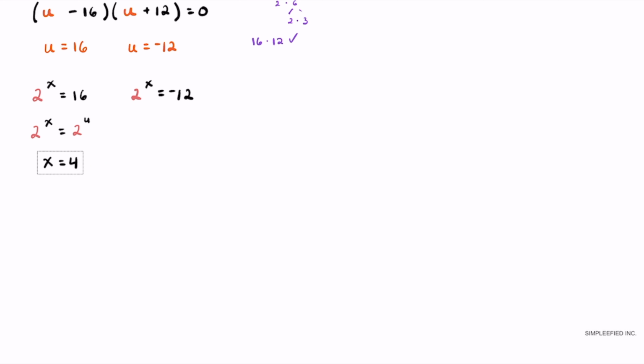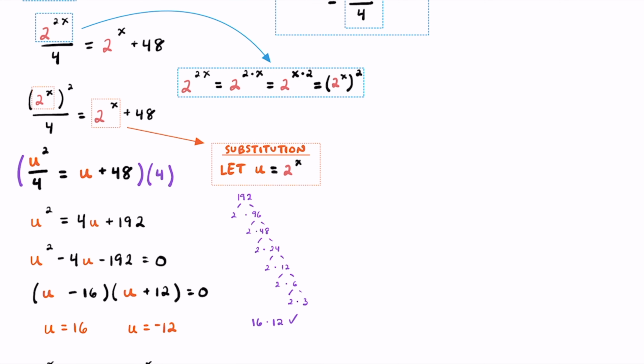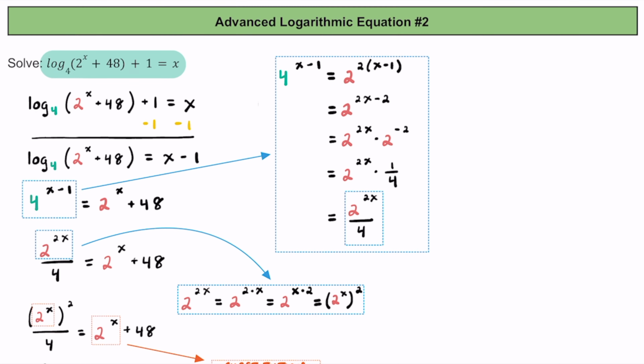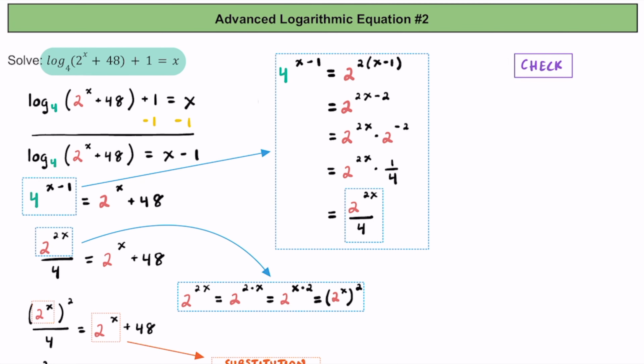Now that we got this solution, let's go ahead and check it to see if it is actually true. So let's see if x is actually equal to 4. We're going to rewrite this as log base 4 of this quantity, 2 to the 4th, since we found out that x is 4, plus 48, plus 1. Let's hopefully see if this checks out for us. We're hoping that this is equal to 4 and that we're not going to have an extraneous solution or anything. If we did, that's okay too, but we do have to check just to make sure.